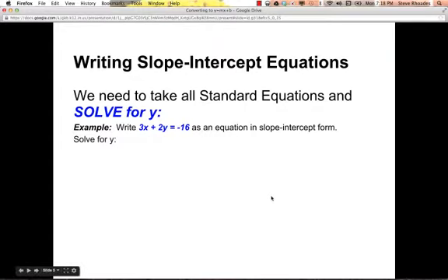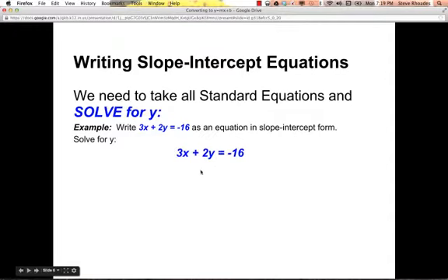In order to change a standard equation to a slope-intercept equation, all we need to do is to solve the standard equation for y. Here's an example. Write 3x plus 2y equals negative 16 as an equation in the slope-intercept form. In other words, we want to rewrite that so that it's in the form of y equals mx plus b. So all we need to do is to solve for y.